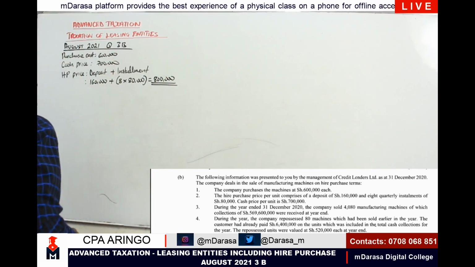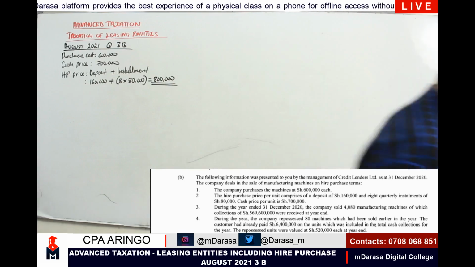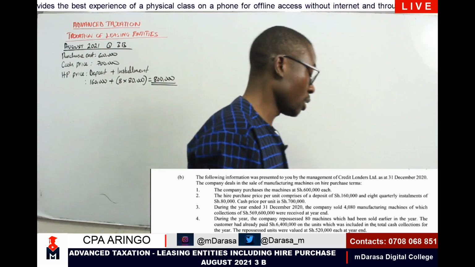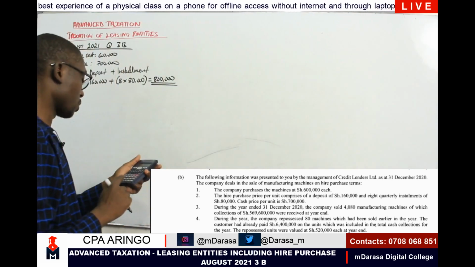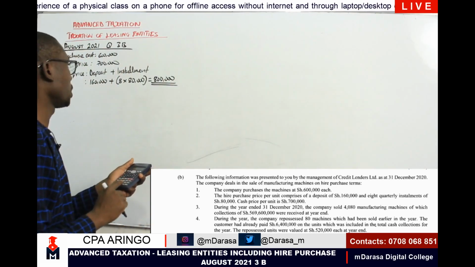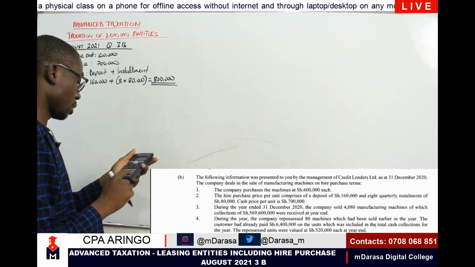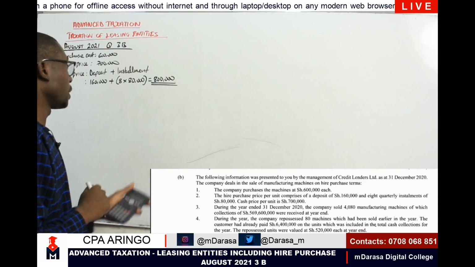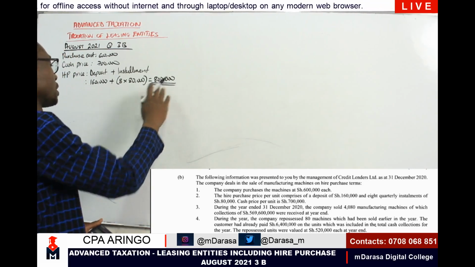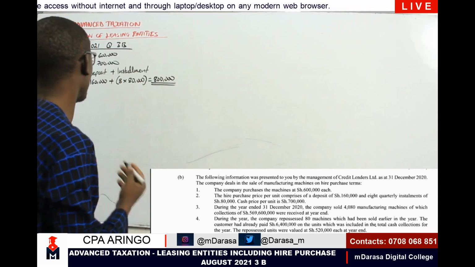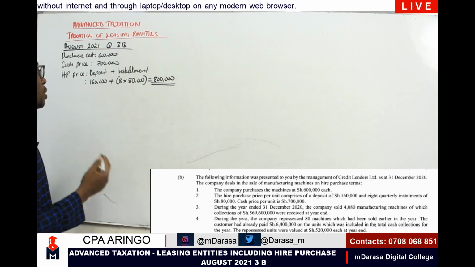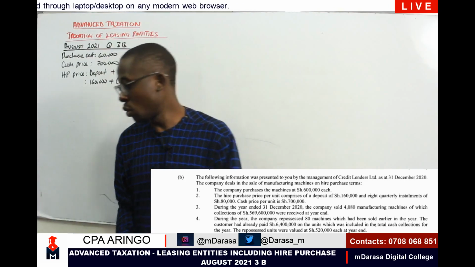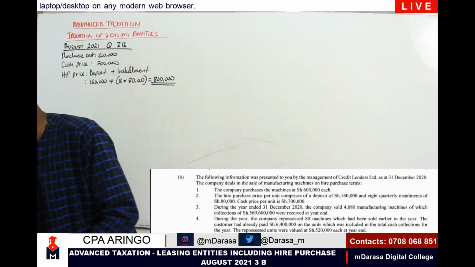Let us work it out as confirmation. I'm having 80,000 by 8, of course, you're having 640. 640 plus 160, we should be talking of 800,000, right? So we have 800,000 as our hire purchase price. So that was note number 2. We've just analyzed note 2.